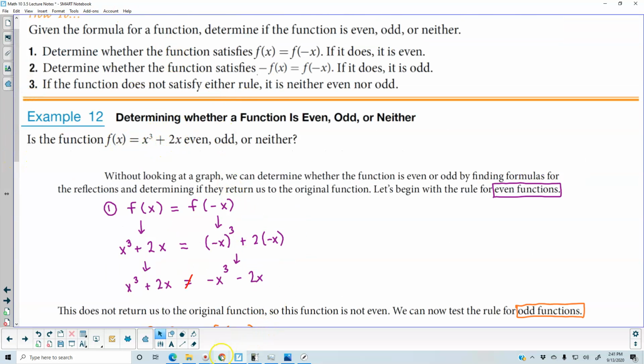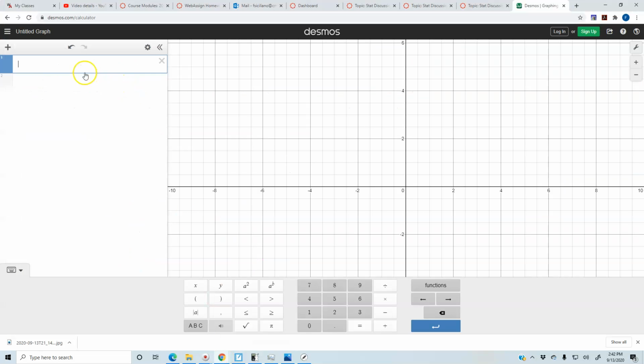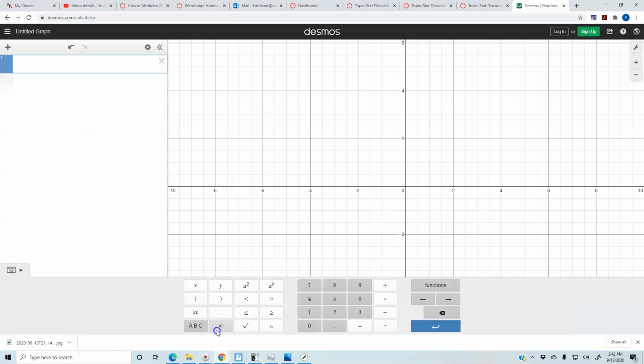Now let's verify that by looking at Desmos. Let's plug in that function, x cubed plus 2x. You can see here that it passes through the origin. If we rotated this the entire way around the origin, it maps onto itself, which means that this is an odd function.